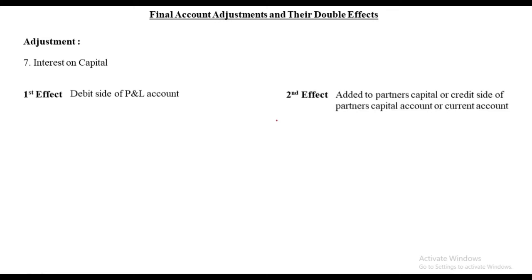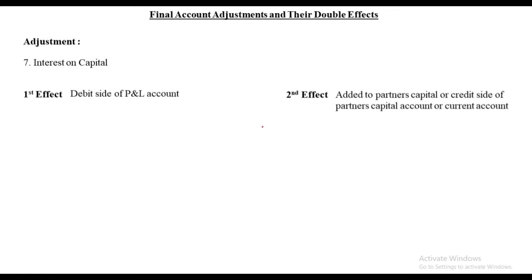Next, adjustment number 7 is based on interest on capital. Now, the very first effect of interest on capital is that it will appear on the debit side of profit and loss account. It has to be calculated on the respective capital of the partners individually. The second effect is that it gets added to partners' capital account, or it goes on the credit side of partners' capital account or current account.